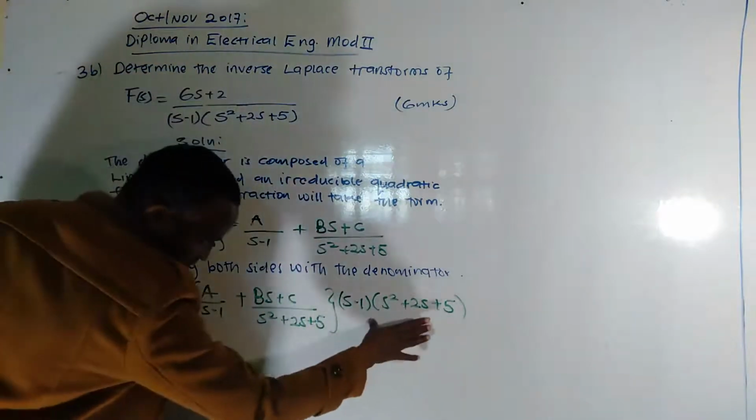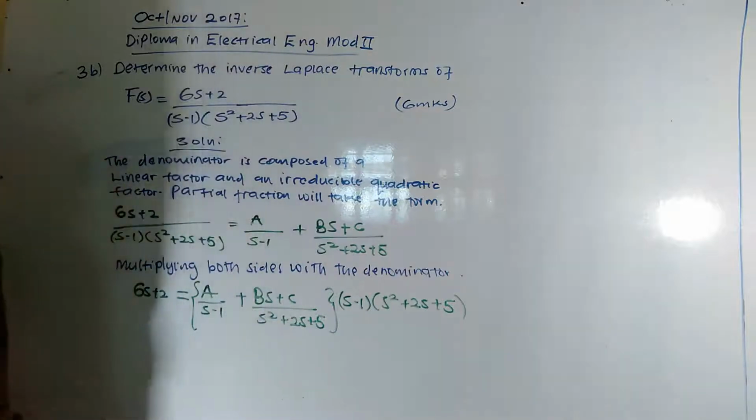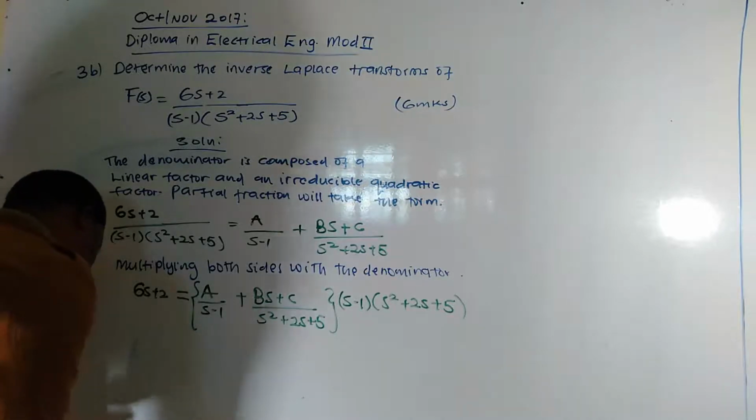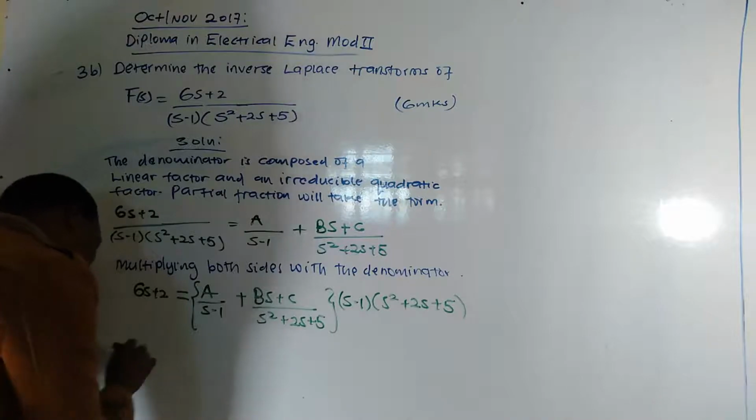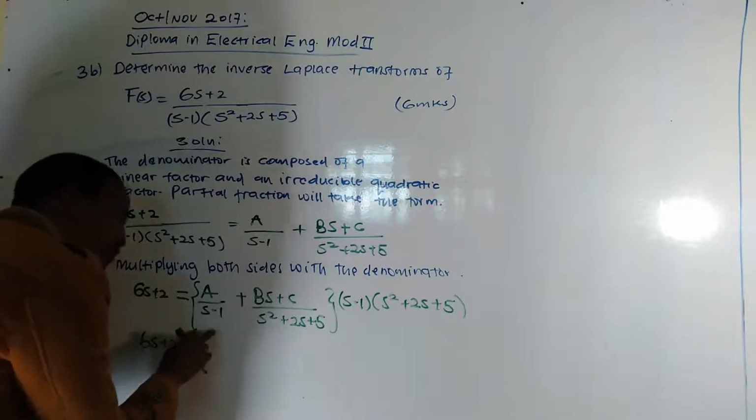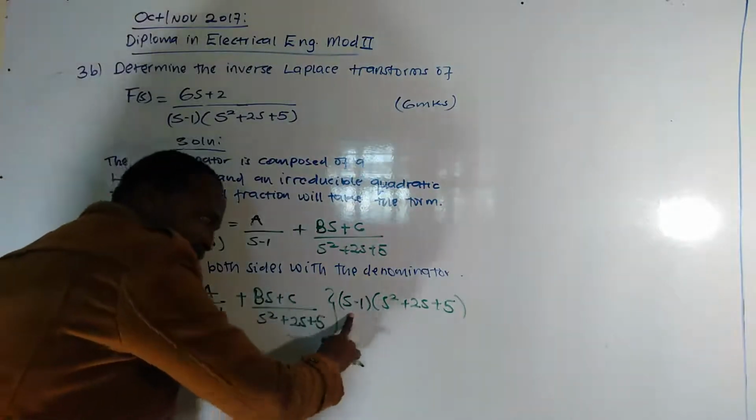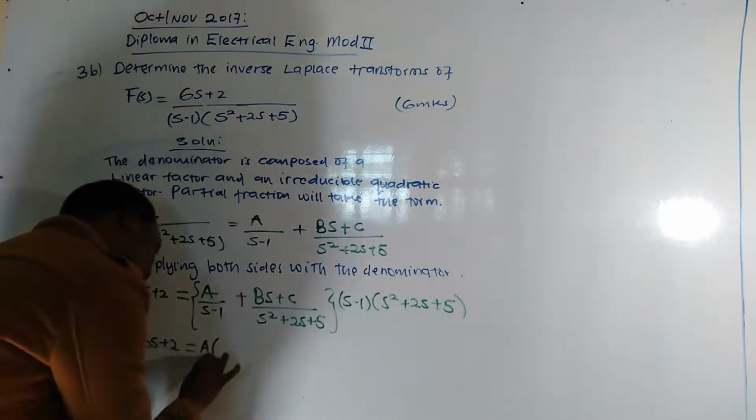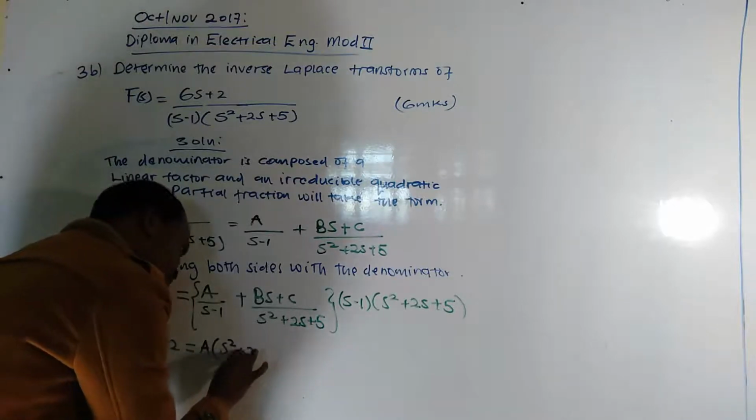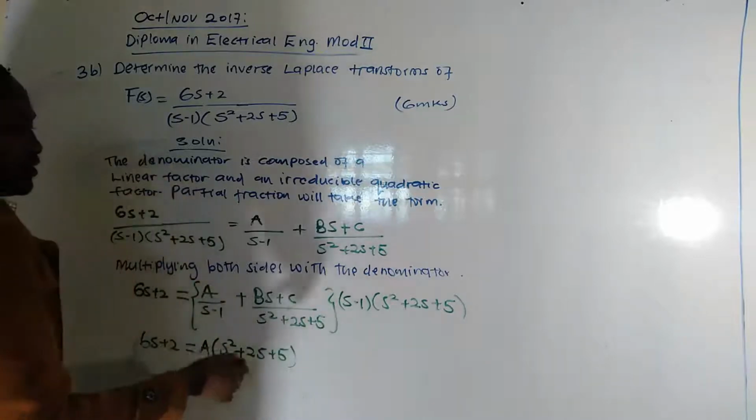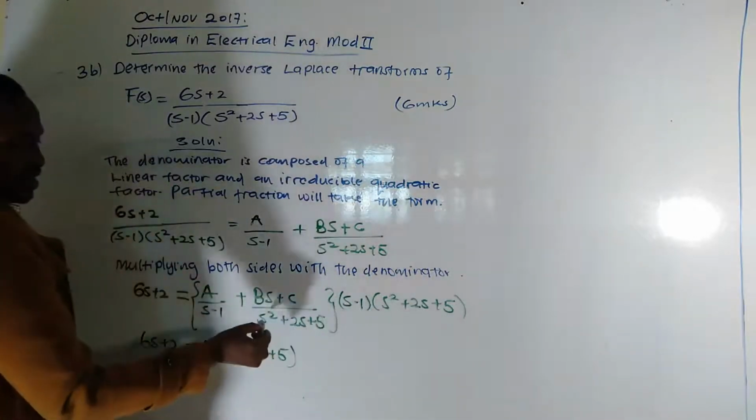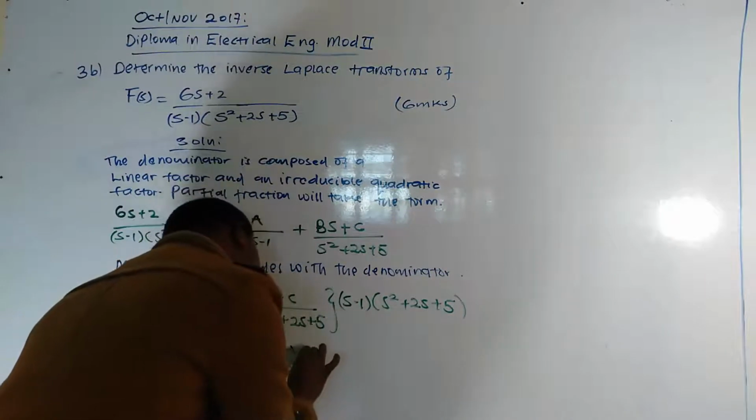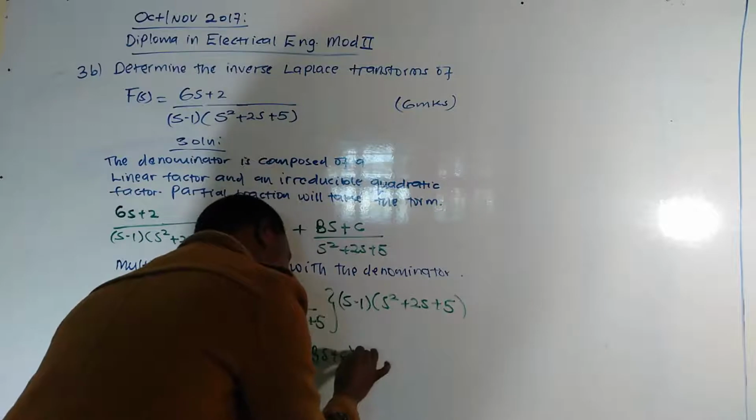Now open the bracket. This side gives 6s plus 2. When you multiply this term with the whole of this term, s minus 1 will cancel out, so you have A(s squared plus 2s plus 5). When you are multiplying this term with the whole of this, s squared plus 2s plus 5 will cancel out, so now we have only s minus 1. So you have plus (Bs plus C) multiplied with (s minus 1).